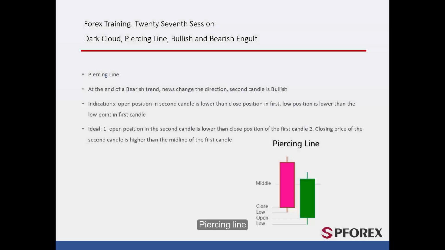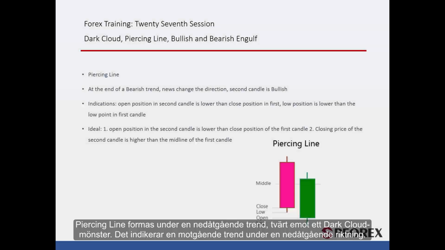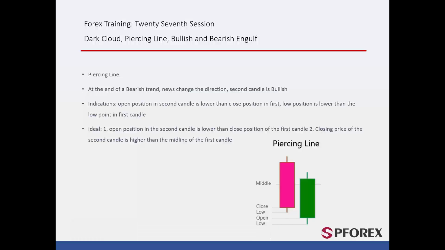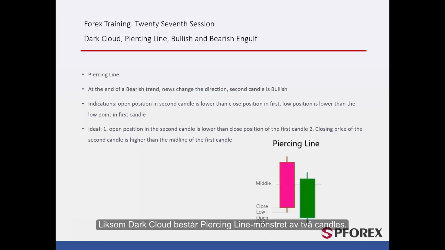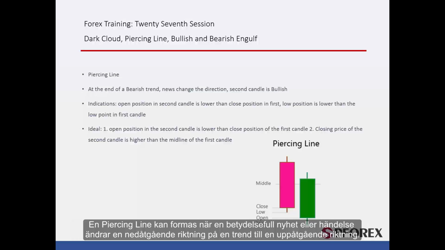Piercing line. Piercing line forms in a downtrend, opposite to the dark cloud pattern. It indicates a reversal trend in a declining direction. Like dark cloud, the piercing line pattern consists of two candles. A piercing line may form when a significant news or event changes the downward direction of the trend to an upward one.